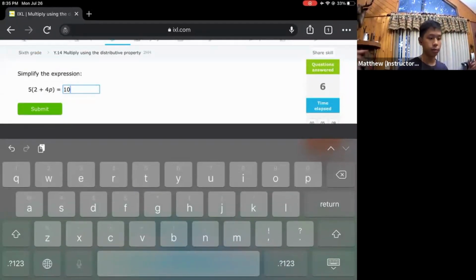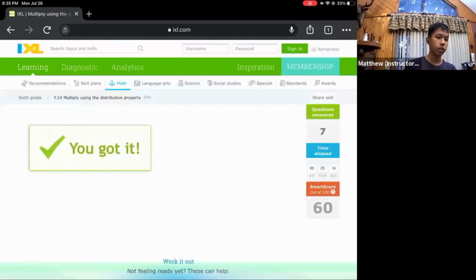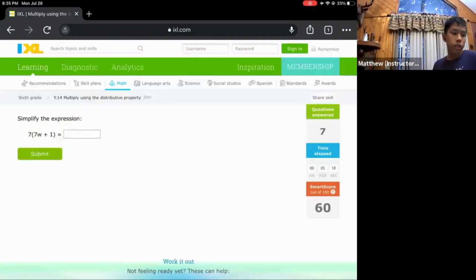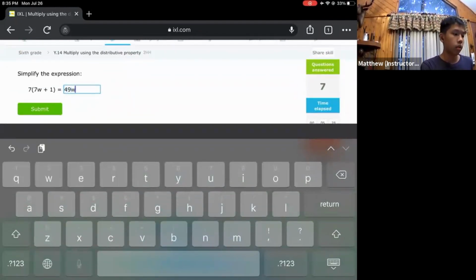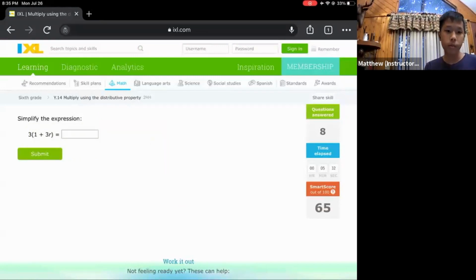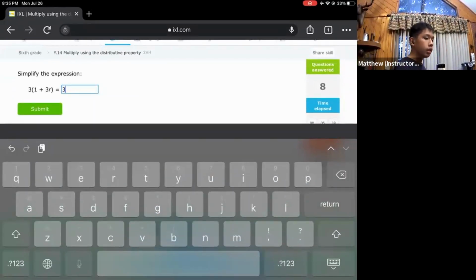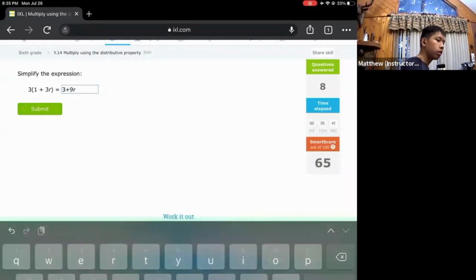Anyways, 5 times 2 is 10, plus 4 is 20, so it's 20p. Let's answer 3 more questions. 7 times 7w is equal to 49w, plus 7. Keep 7 times 1. 1 times 19 is the same number. Now we've got 3 plus 3r. That's just 3 times 3, which is 3 plus 9. So that's 3 plus 3r.